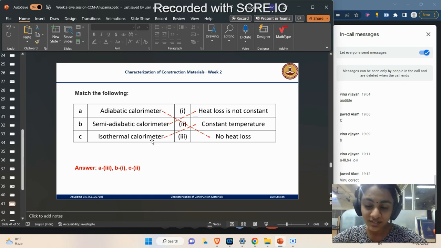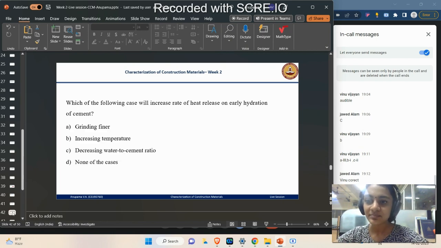And in the case of isothermal, which means that temperature is kept a constant. So it's a constant temperature thing. So A3, B1, and C2. Okay, let's move to the next question.